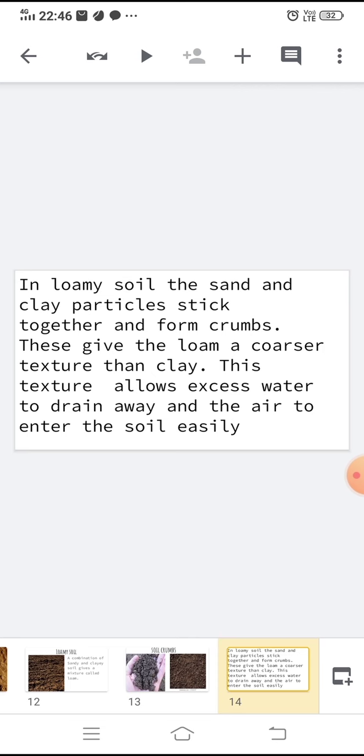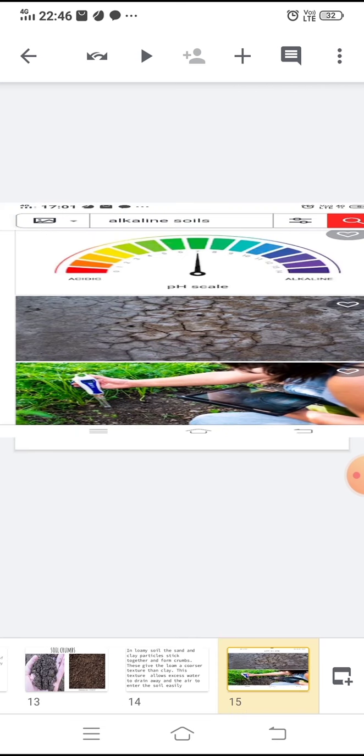Do you know about the pH scale? Yes, in chemistry, pH scale is the scale used to specify the acidity or basicity of a solution. What do you mean by acidic and alkaline soil? Here, a soil with a pH number below 7 is acid, while one with a pH above 7 is alkaline.